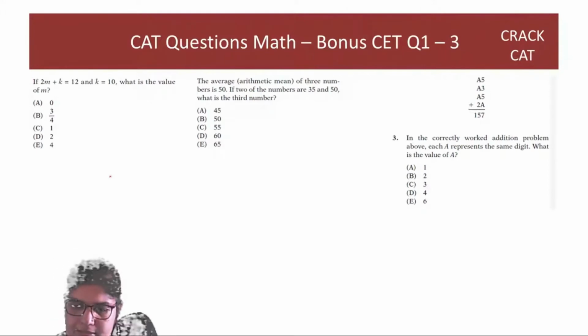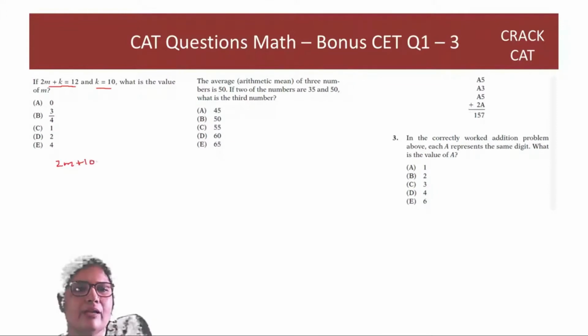So let's look at the first question. 2m plus k is 12 and k is 10. What is the value of m? So 2m plus 10 is 12 and hence m is 1. Right? CET has 5 options, guys.